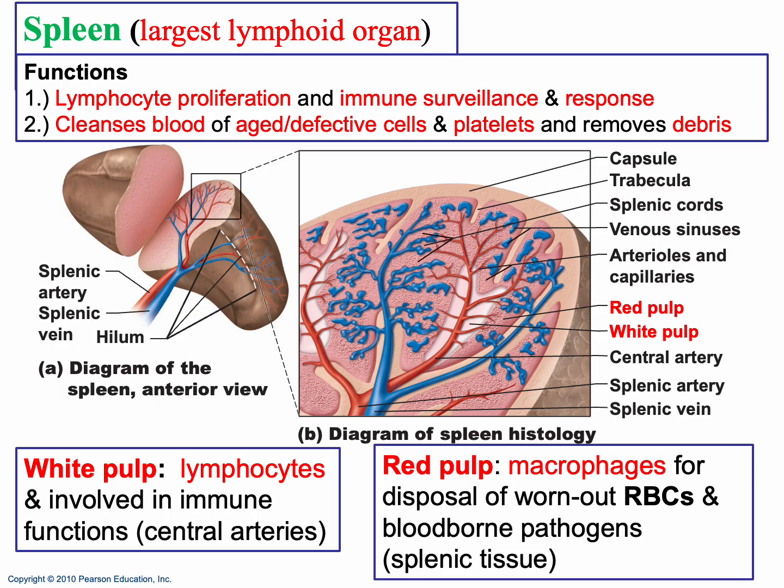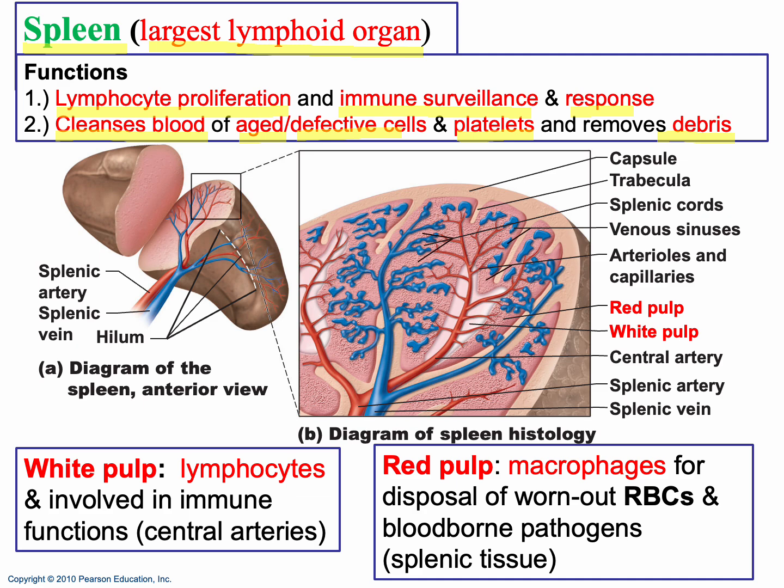So the first lymphoid organ we're going to look at in here today is the spleen. This is by far the largest lymphoid organ. The spleen has a lot of different functions. It plays a role in lymphocyte purification. It also plays a role in immune surveillance and response. It plays a big role with filtering of blood, of maybe aged or defective cells. Likewise, platelets. Of course, the aged cells we've mentioned before are erythrocytes, red blood cells, and it can remove cellular debris.